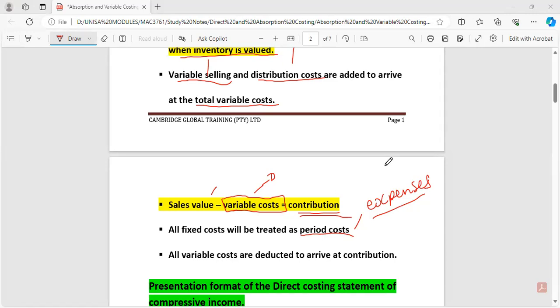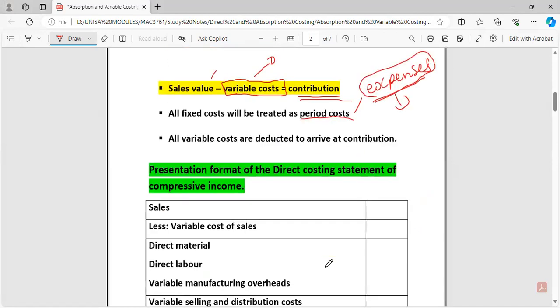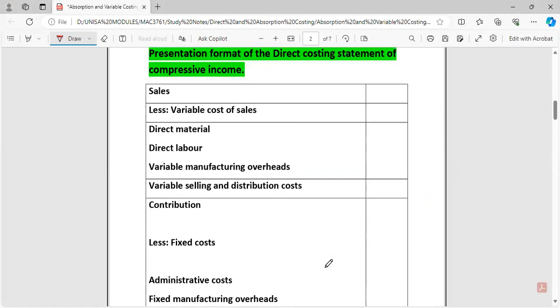Right, so all fixed costs are treated as period costs, which means they are going to be expenses. When we say expenses, it means they are not going to form part of the cost of the product. They are going to be expenses to arrive at the profit for the organization. Right, so let's look at the presentation that I want you guys to see. When we are using the variable cost of sales, if you use this term, variable cost of sales, then it means we only need until here.